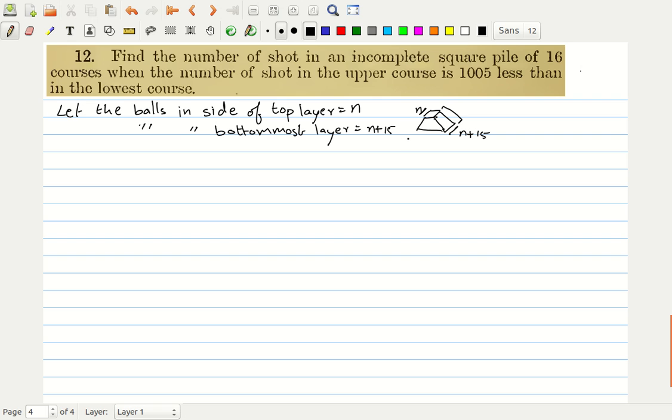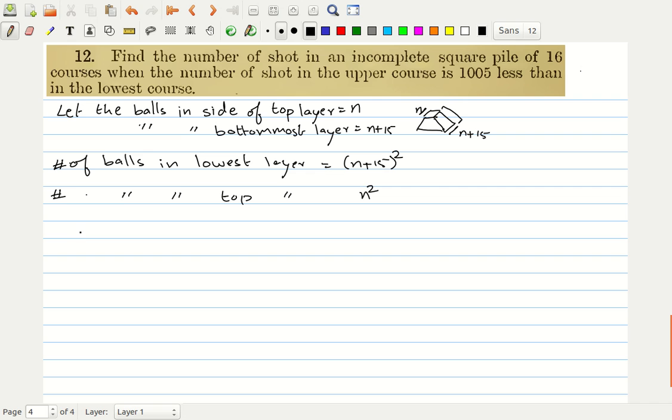Now if we consider the total number of balls in the lowest layer, it will be simply n plus 15 squared. Okay, number of balls in the lowest layer is simply equal to n plus 15 squared, because this is a square, right? Now the number of balls in the top layer is similarly n squared.